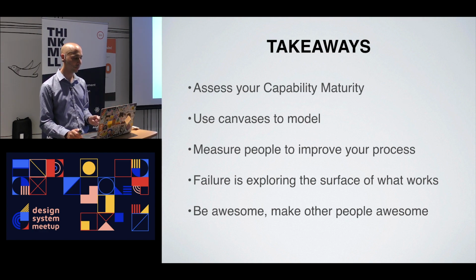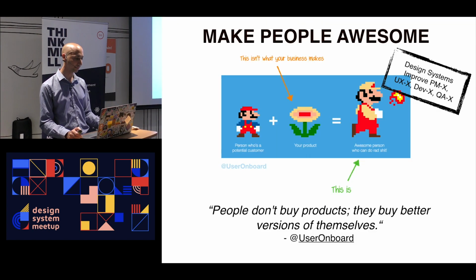And failure is exploring the surface of what works and what doesn't. And be awesome and make other people awesome. That's what design systems are designed for. We're trying to make other teams and other individuals awesome by giving them stuff with pre-baked decisions, all the technical debt removed, all the UX and technical problems removed, and allowing them to build things quickly and at scale.